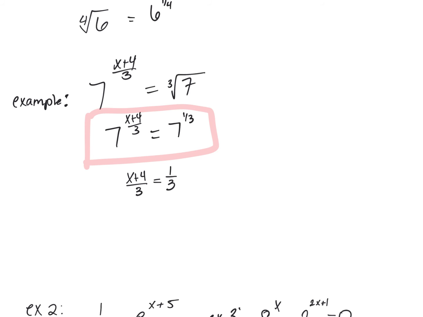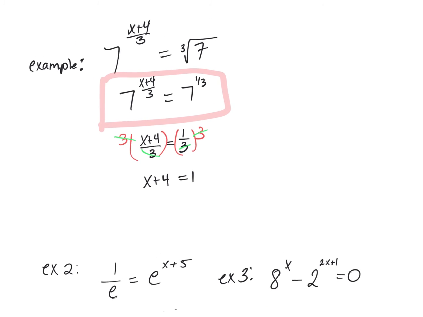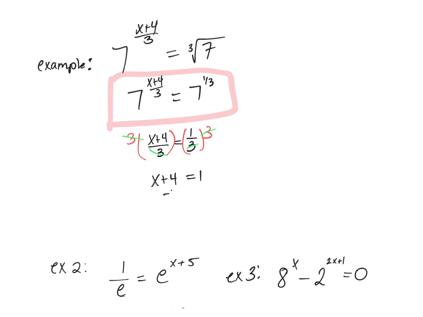And I can solve that by, I want to get x by itself, so on this side I need to get rid of the denominator. What am I going to do? Multiply by 3. And we get x plus 4, my 3's cancel, equals 1. Minus the 4, and x is equal to -3.